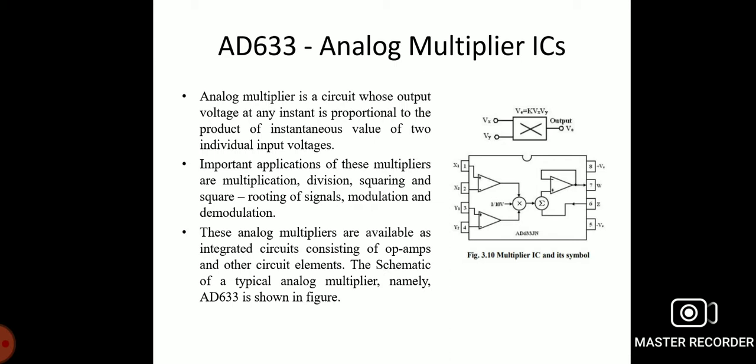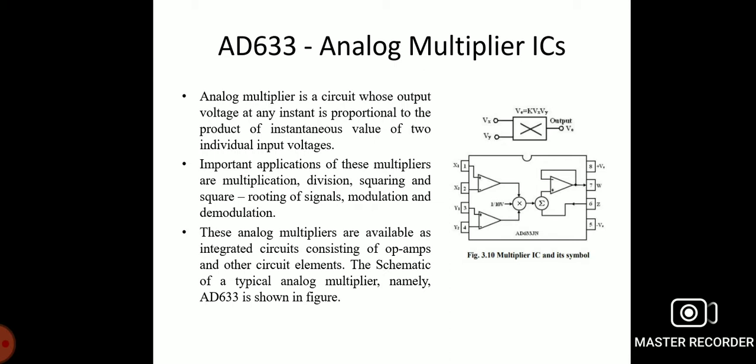In other words, the basic input and output relationship can be defined by K Vx Vy, where K is equal to 1 divided by 10, a constant. Thus, for a peak input voltage of 10 volt, the peak magnitude of the output voltage is 1 divided by 10 into 10 volt. This can be noted as: as long as Vx is less than 10 volt and Vy is less than 10 volt, the multiplier output will not be saturated.